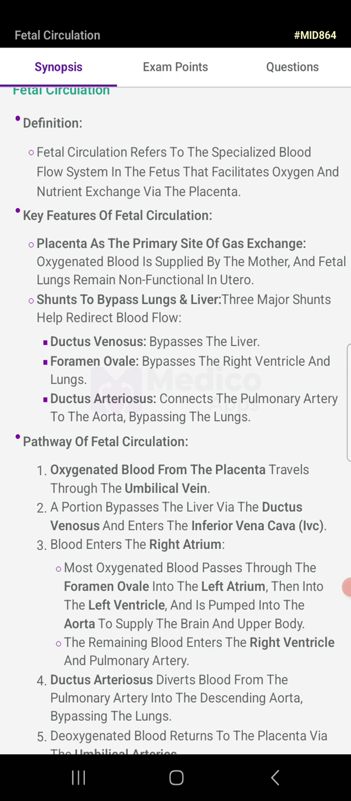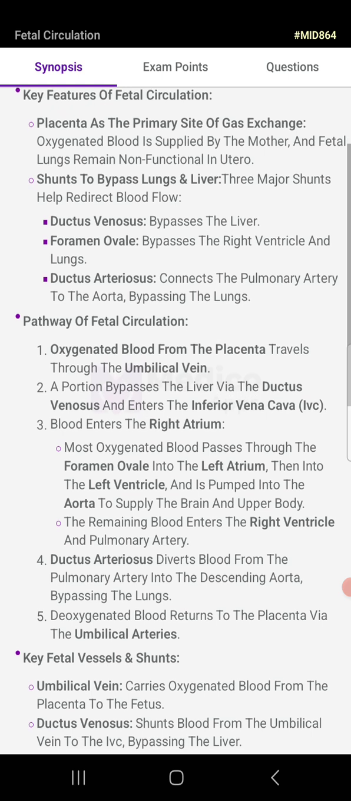Shunts to bypass the lungs and the liver. Three major shunts help redirect the blood flow. Ductus venosus bypasses the liver. Foramen ovale bypasses the right ventricle and the lungs. Ductus arteriosus connects the pulmonary artery to the aorta, bypassing the lungs.